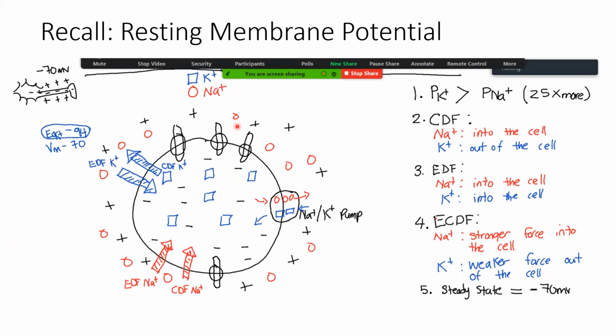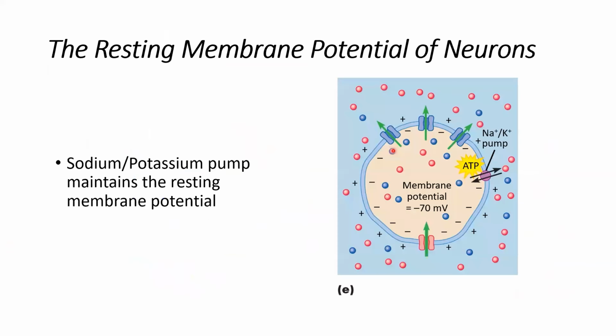Okay. So again, practice drawing this out, practice going over these 5 steps of how we establish this negative 70, and we'll talk more about this. If you have questions, just try to write them down, and we'll begin class next week by clarifying any of those questions.